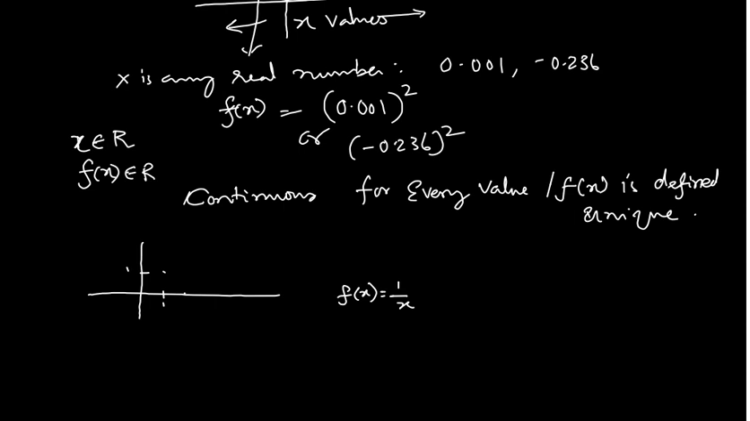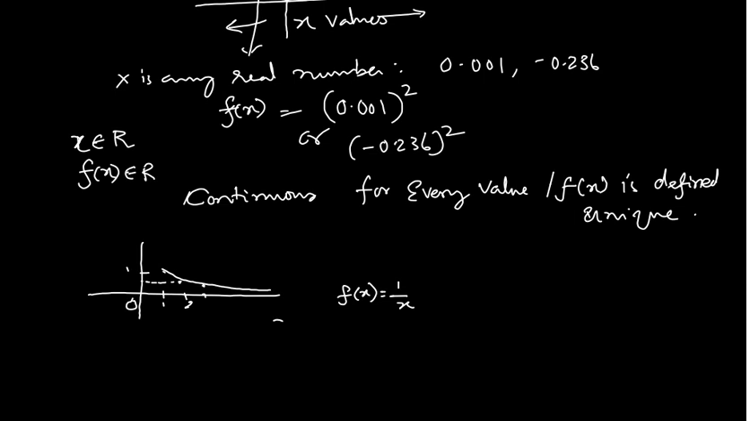When x equal to 0, what is the f of x value? 1 by 0. It is undefined. That means infinity or something like that, you say, right? Undefined. So that means it's gone like that. It is a break. It will never have a value.